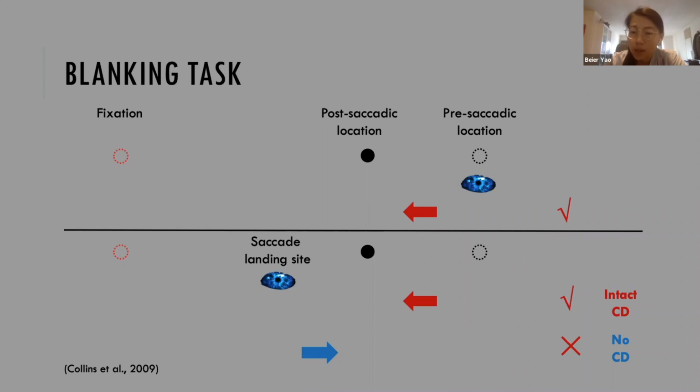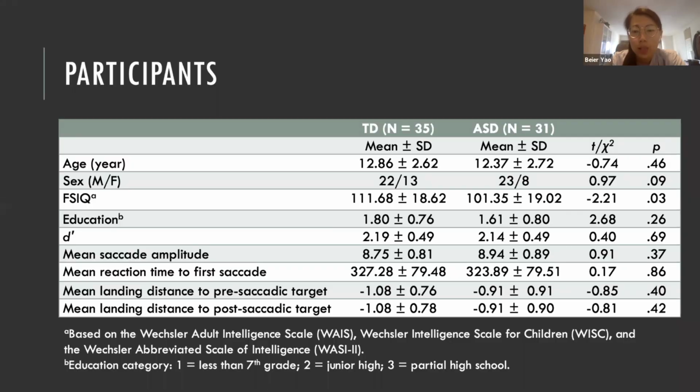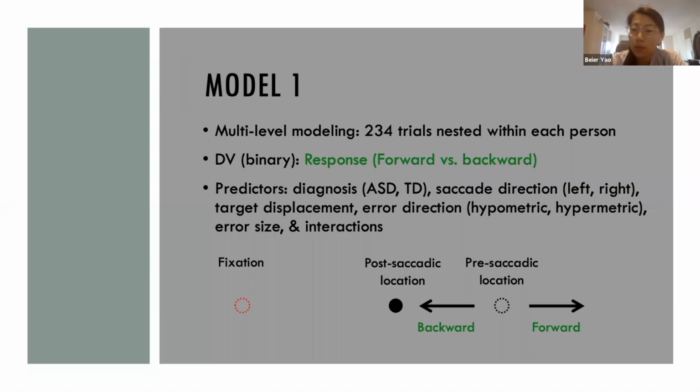A previous study in healthy adults found no relationship between landing site and perceptual judgment, suggesting that participants had access to intact CD information. In this study, we used a different analysis approach to look into nuanced interactions between landing site and CD. 31 ASD children and 35 typically developing children completed the blanking task. The TD group had higher IQ than the ASD group, but the two groups did not differ significantly on age, sex, education, or saccade metrics. We used multi-level modeling to predict participants' response on each trial.